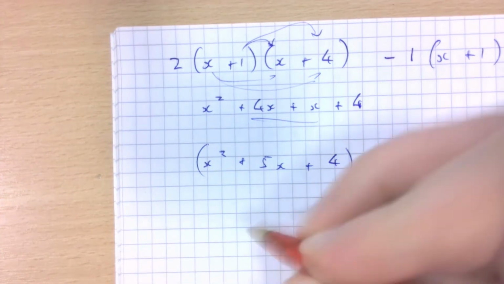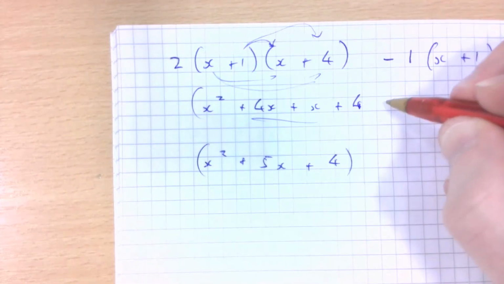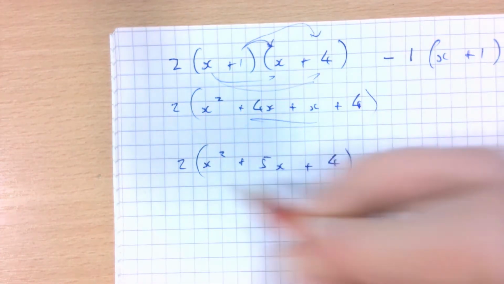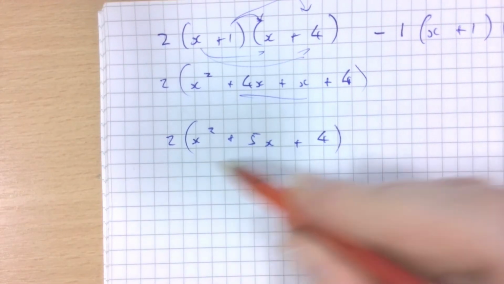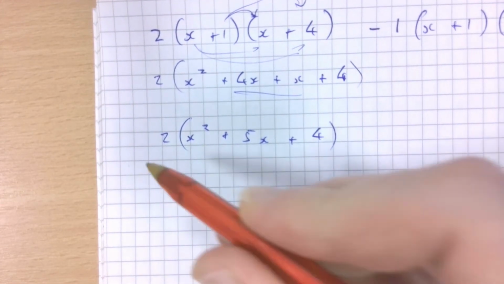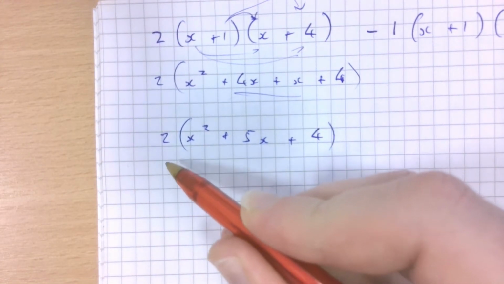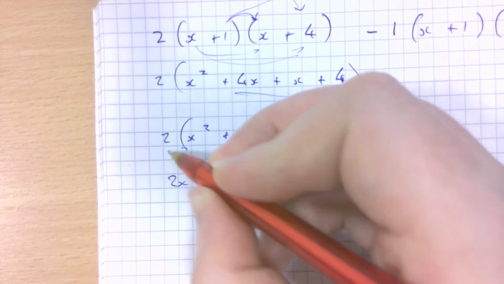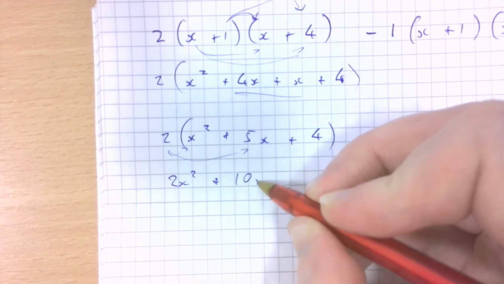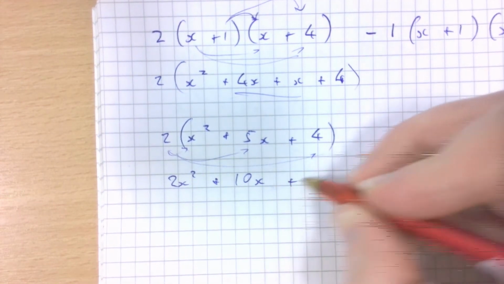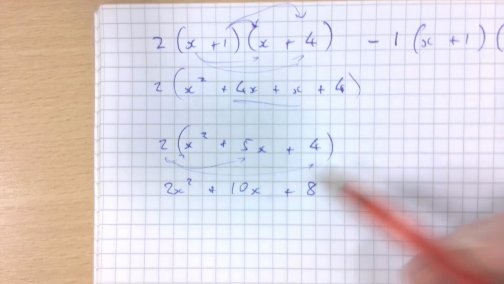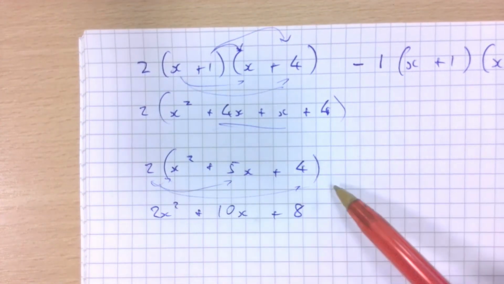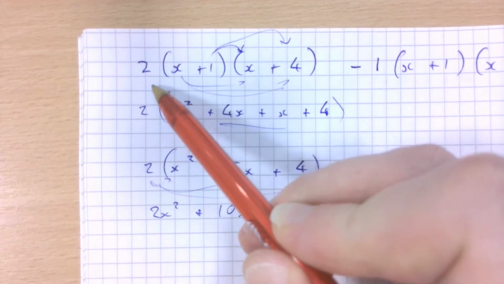And then, just like we said before, that is the expansion of this double bracket, but there is still a 2 in front. So I still need to double everything. Everything inside the bracket gets multiplied by the number outside it. So 2 times x squared, 2x squared, 2 times 5x, 10x, and 2 times 4, 8. So that first section is done. We've expanded that double bracket and then doubled the result, because that 2 was outside it.